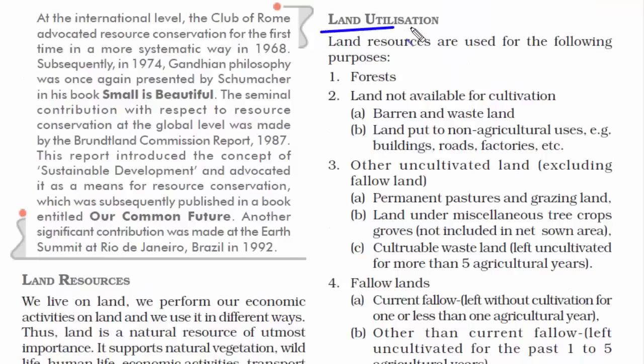Now let's read about the utilization of land. So land is used for the following purposes. First one, forest. So in India, according to the law, 33% of the land should be given to forest area, because that will maintain the ecological balance.